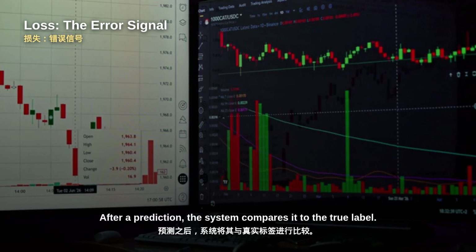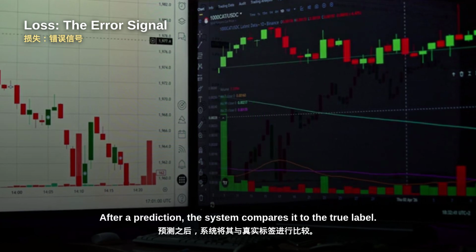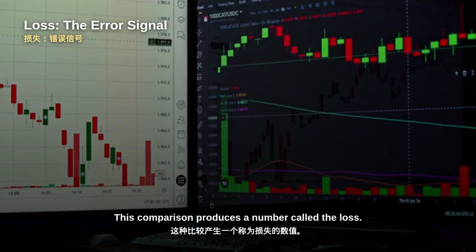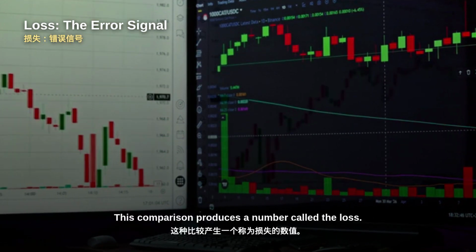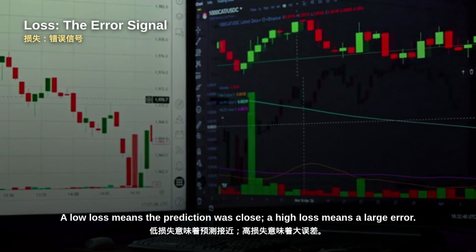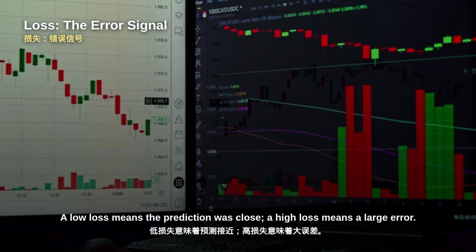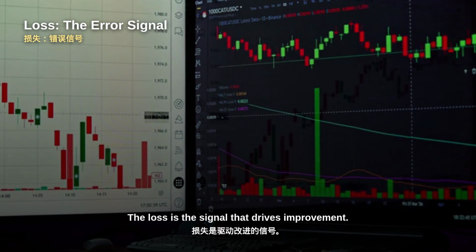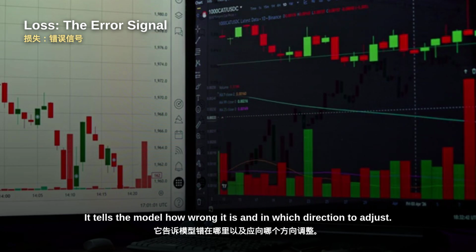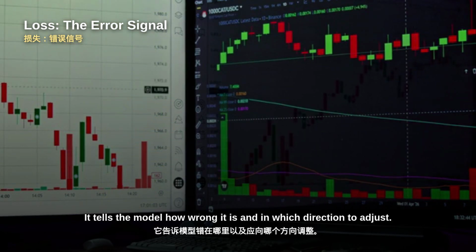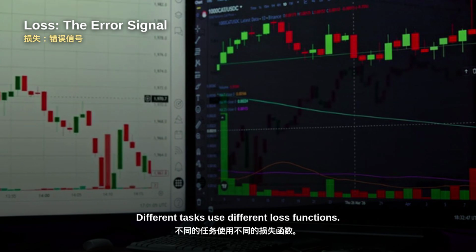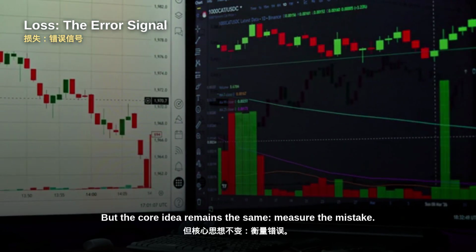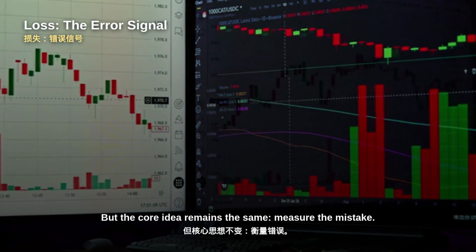After a prediction, the system compares it to the true label. This comparison produces a number called the loss. A low loss means the prediction was close. A high loss means a large error. The loss is the signal that drives improvement. It tells the model how wrong it is and in which direction to adjust. Different tasks use different loss functions. But the core idea remains the same: measure the mistake.